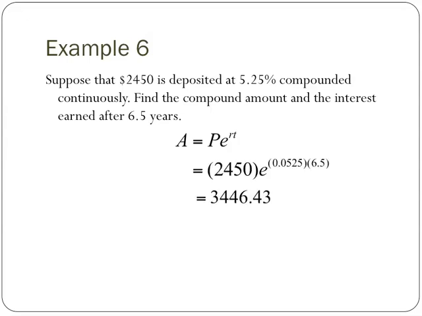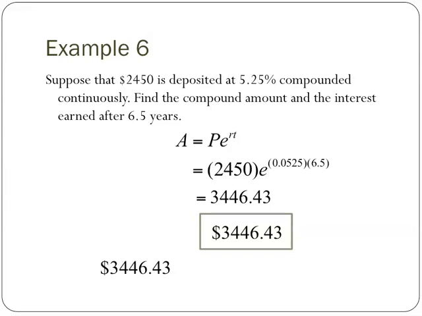Now simplifying that, we get $3,446.43, and that gives us the compound amount, but note that this problem is also asking you for the interest that's earned. So to find the interest earned, we simply have to subtract off the amount that we originally deposited, which is $2,450. So subtract that, and we end up with $996.43.